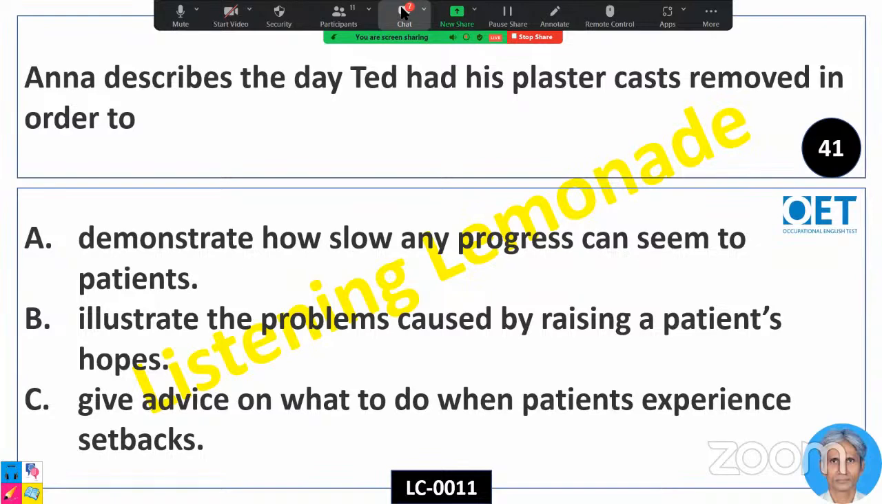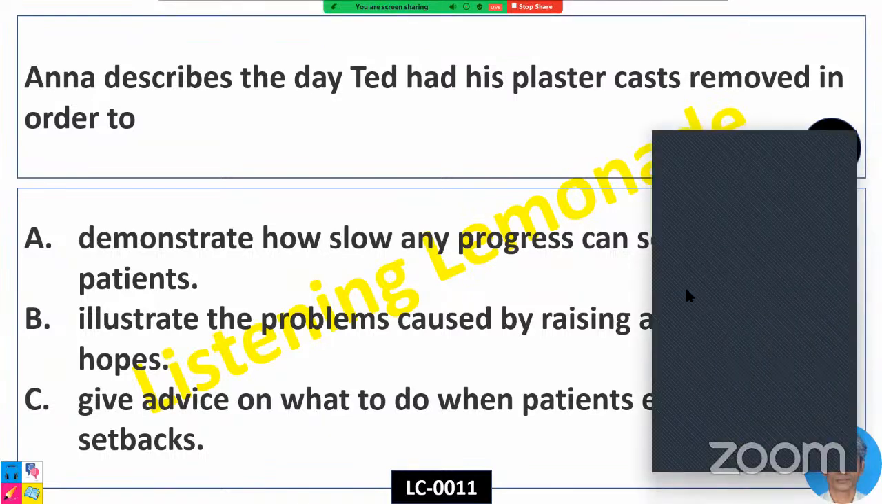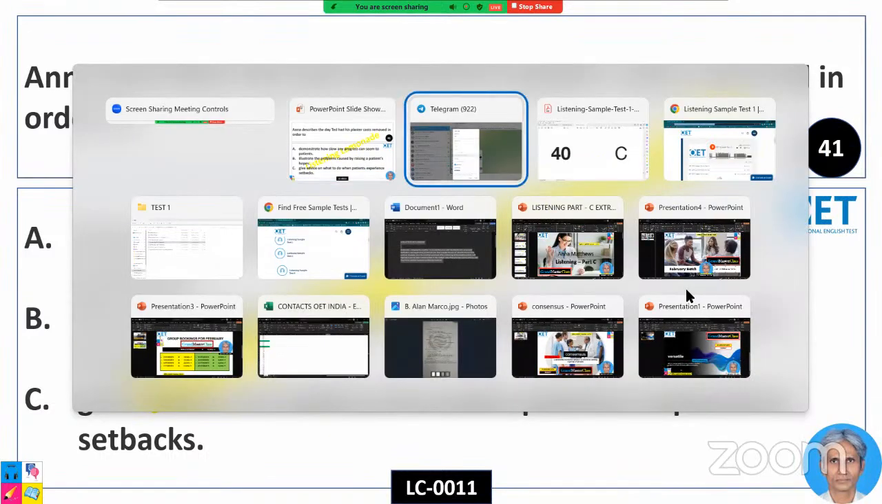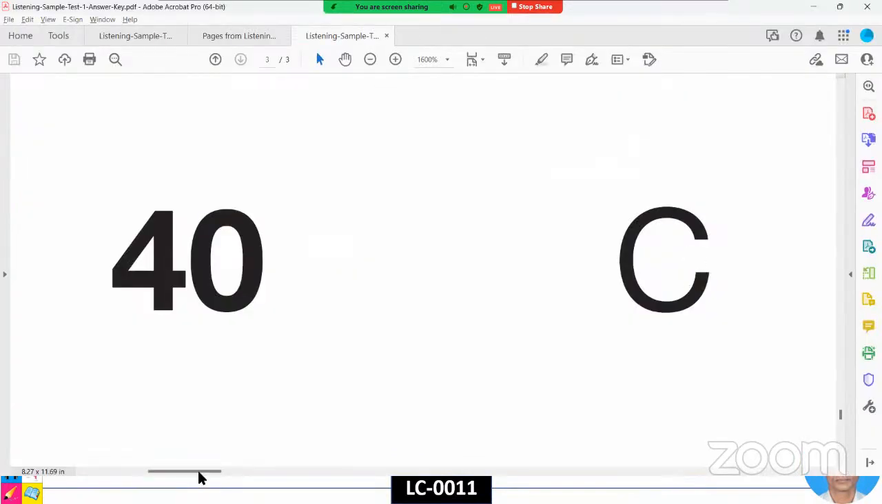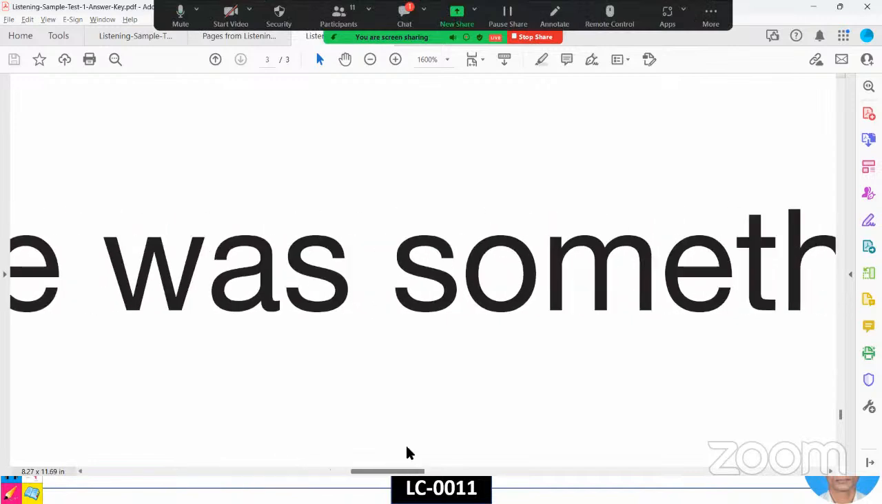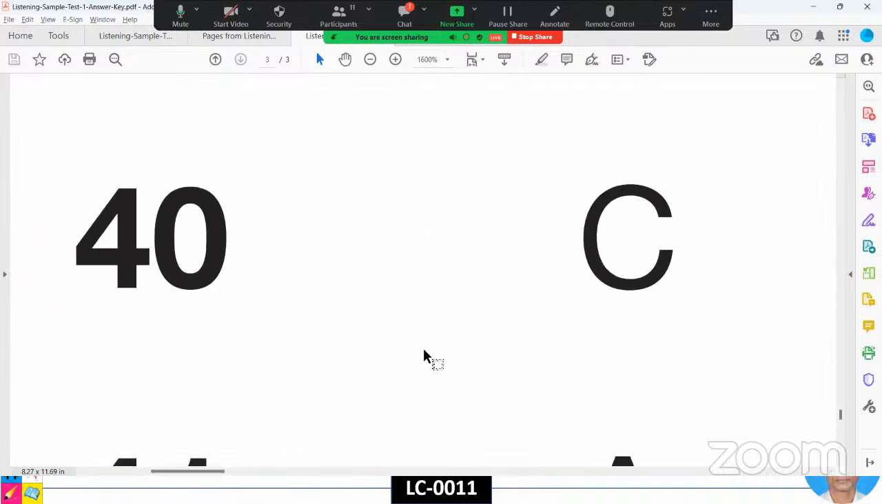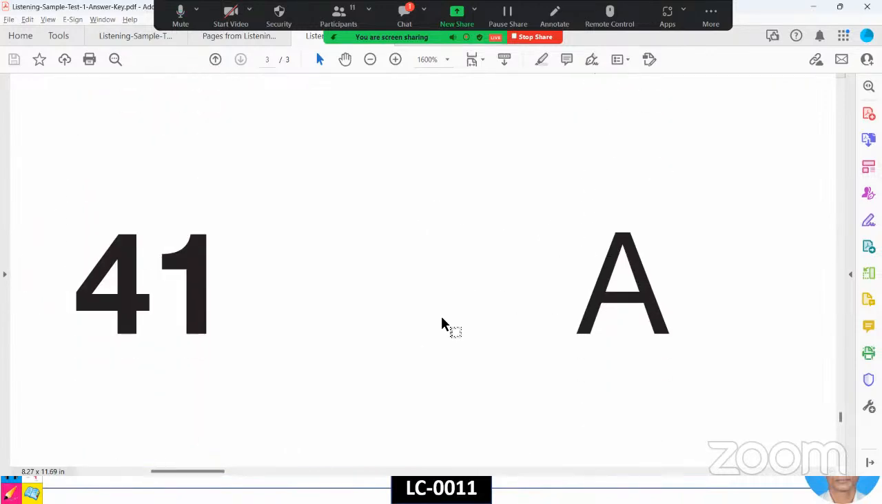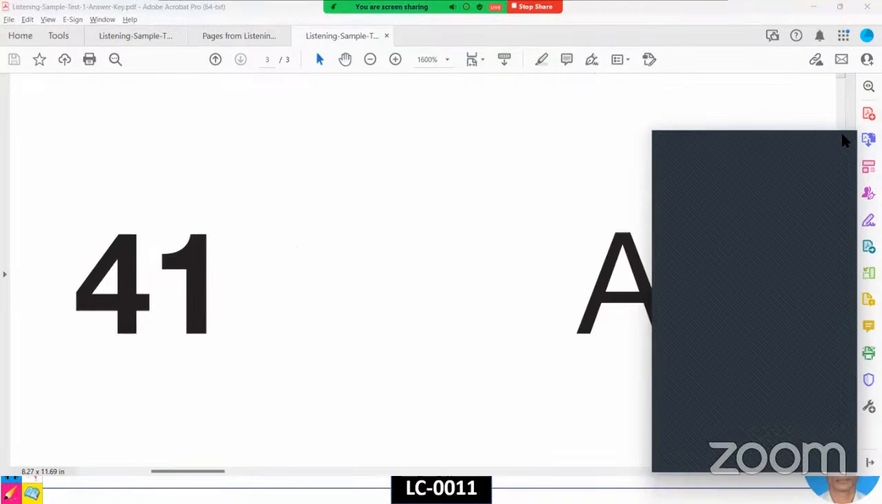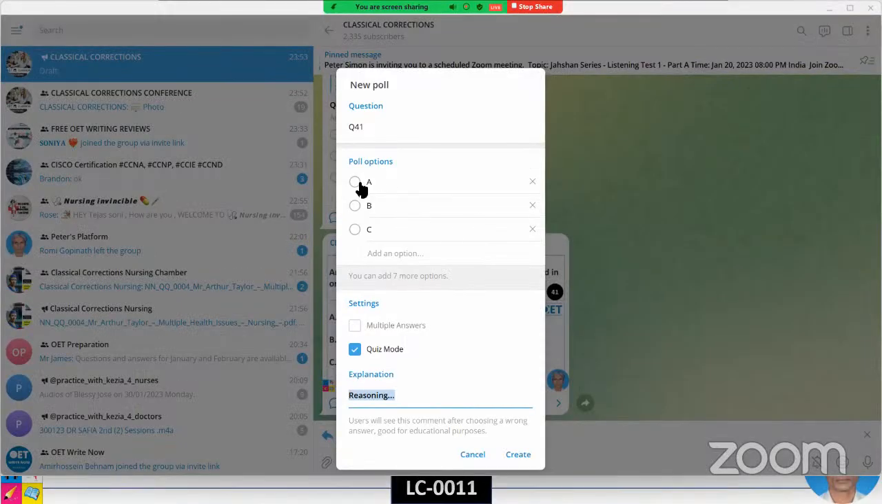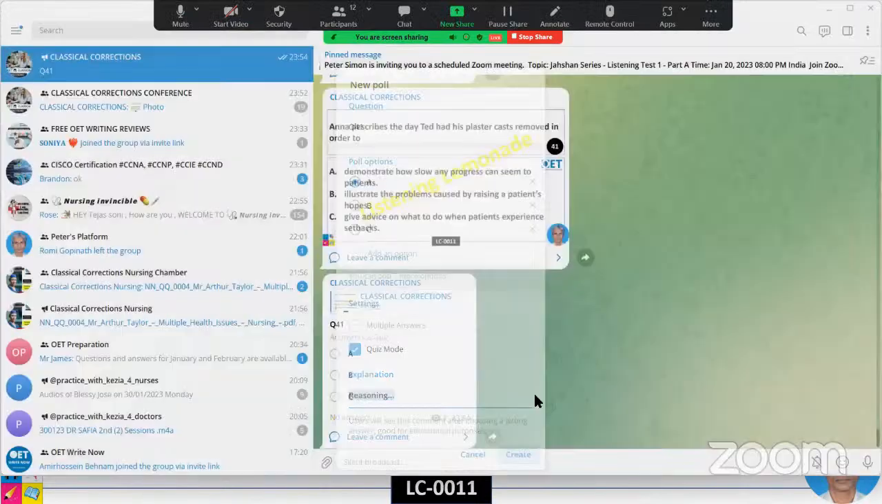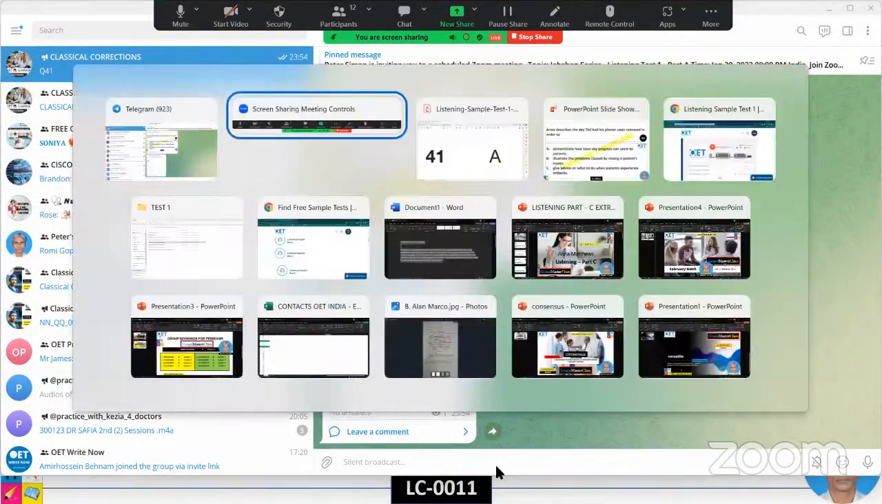Six, 7. Okay. Majority of them have given A. Okay, 41. It showed him there was something to work towards. Okay, that is 40. And 41 is A. 41 is A. Majority of them have written A. Answer is A. Yeah. Then 42.